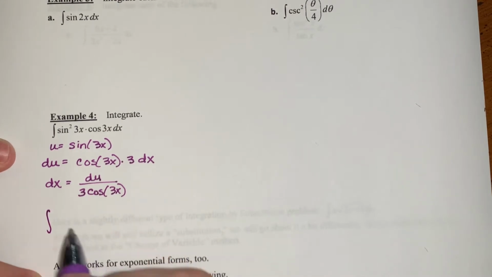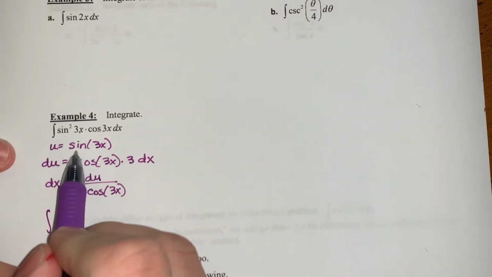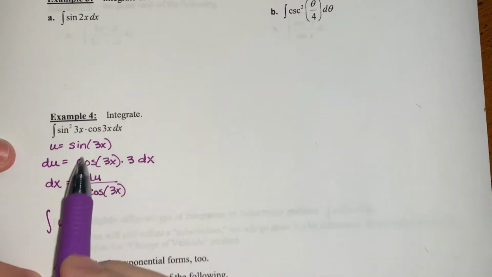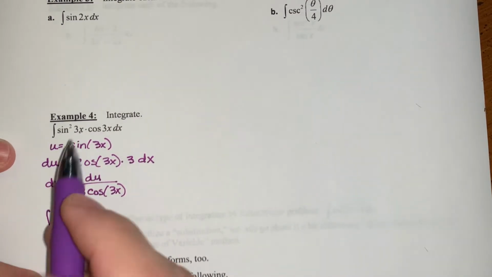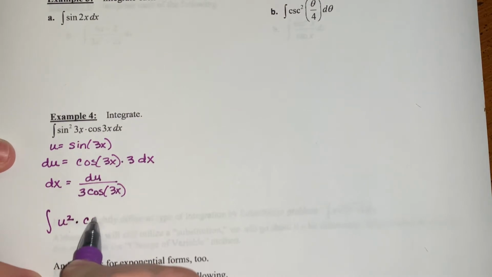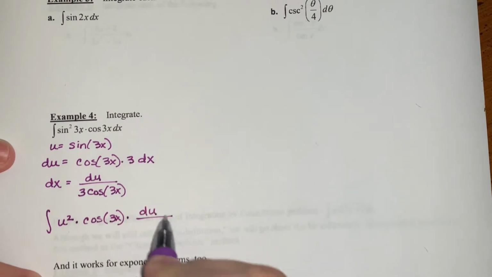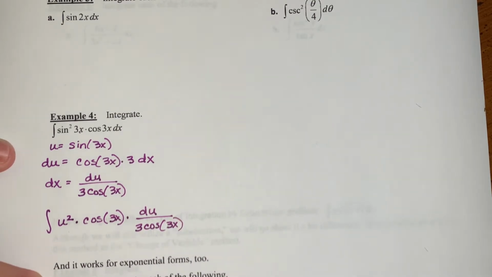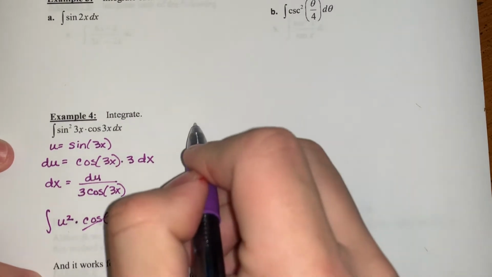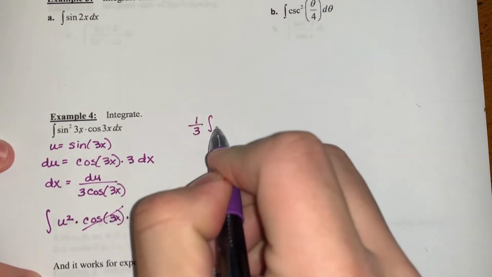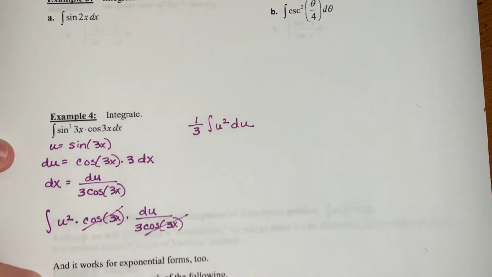So I have the integral of sine squared of 3x, which is just u squared, right? Because if u was sine of 3x, this is going to be u squared times cosine of 3x times, and then all of this becomes du divided by 3 cosine of 3x. All right. So this is going to be nice because the cosines cancel. I have a 1/3, and remember, when we have a constant, we can move that in front of our integral. So now I'm going to have the integral of u squared du.